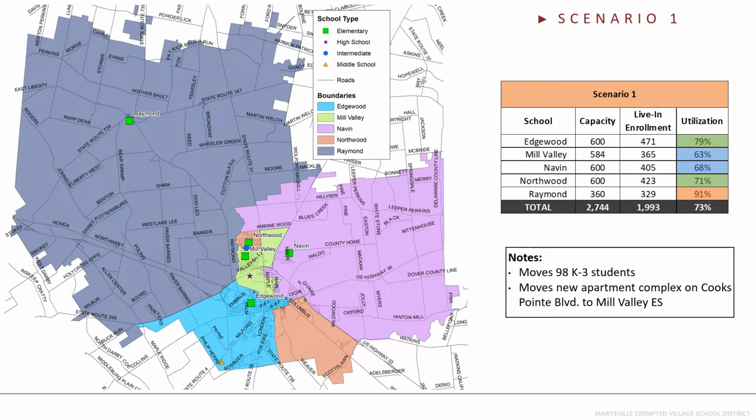The map on this slide shows scenario 1. In this scenario, Edgewood would be utilized at 79%, Mill Valley at 63%, Naven at 68%, Northwood at 71%, and Raymond at 91%. This scenario moves 98 K-3 students. Mill Valley's lower utilization is to account for growth from the new apartment complex on Cooks Point Boulevard. Raymond's boundaries remain unchanged in this scenario as enrollment is projected to decrease over the next 5 years.